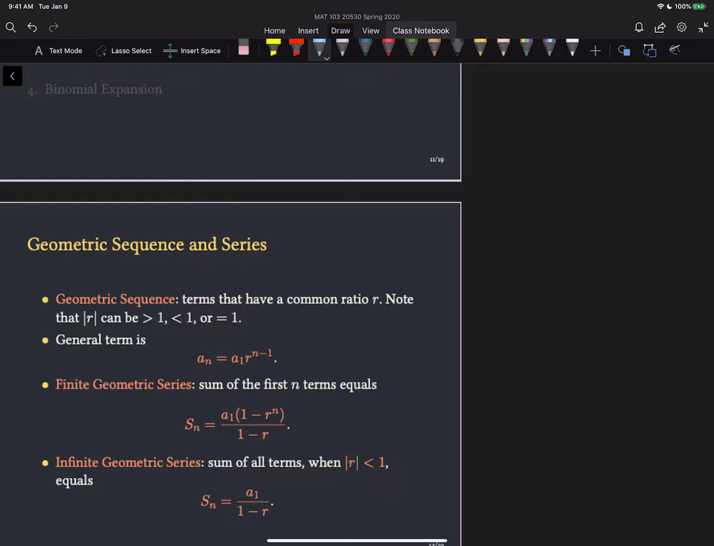And the finite geometric series has this formula for the sum of the first n terms, which is a little bit complicated, but try your best to remember this. As for the last one, the infinite geometric series, this one is often used in calculus. So if you are not going to do calculus for your next math class, you could forget about this one. We're not going to use this one. We will only use the first two formulas.